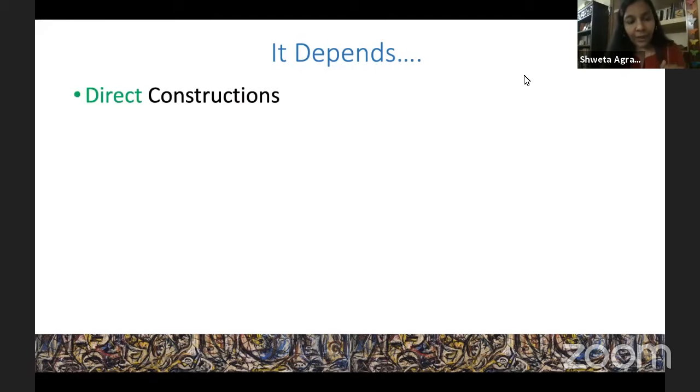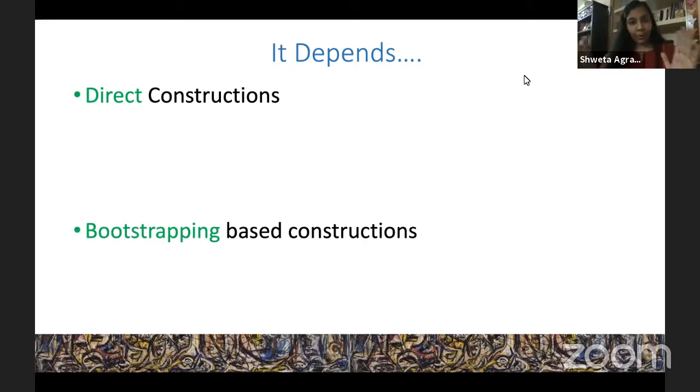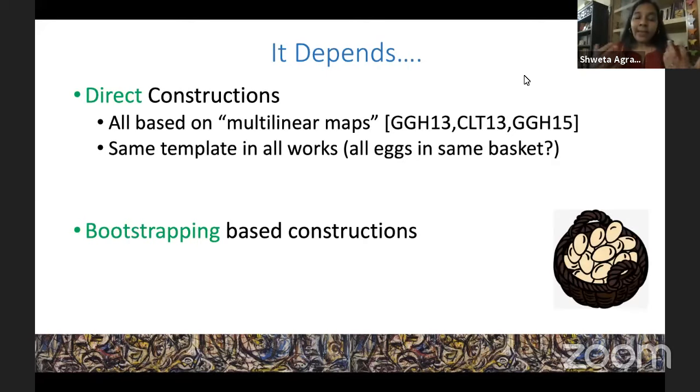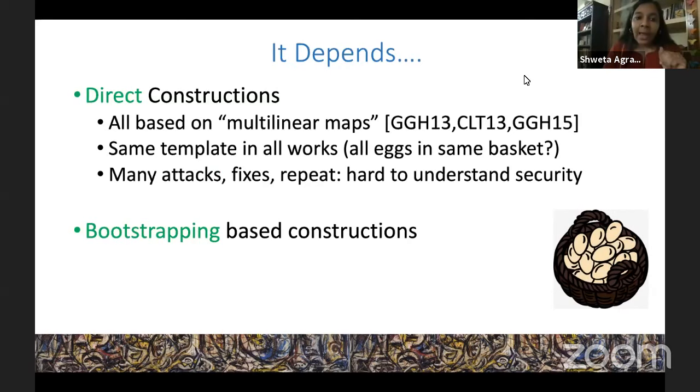Now, constructions of IO can be categorized into these two broad branches. The first one is direct constructions, and the second one is bootstrapping based constructions. So direct constructions are all based on multilinear maps. We'll talk in a minute about what that is. And they more or less use the same template in all works. So the underlying multilinear map may vary, but more or less the recipe for constructing the IO is roughly the same. And these direct constructions have gone through a tumultuous history, to say the least.